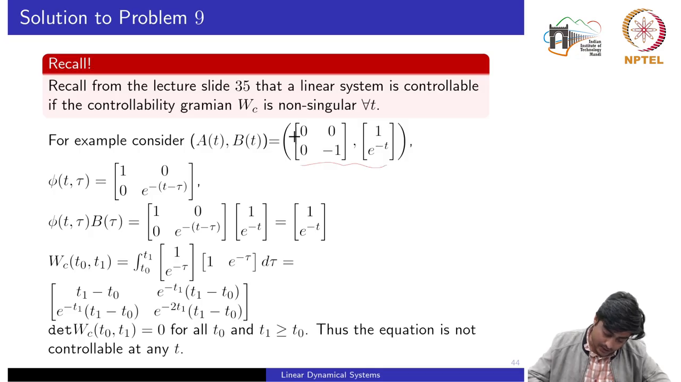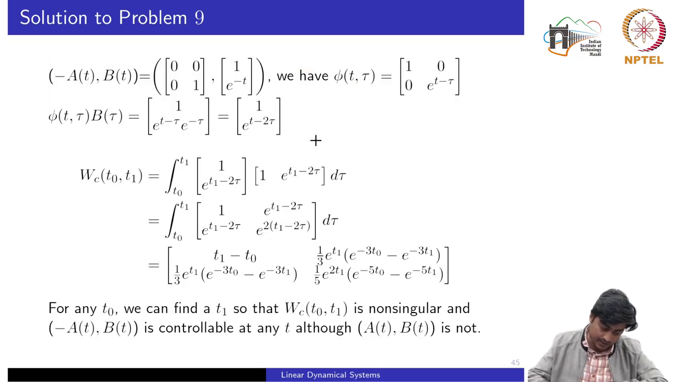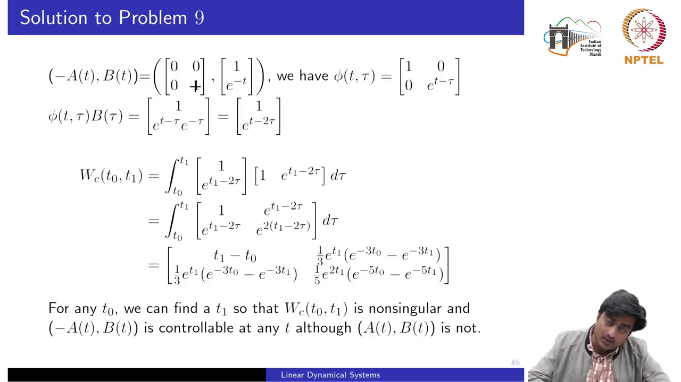So now we will check the controllability of the pair with a negative A sign, which is given by this. So this will become positive, and the rest of the elements would stay as they are, 0. For this new pair, we have the state transition matrix given by this, and the controllability Gramian is given by this. Now you would notice that for any T0, we can find a T1 so that W_C, the controllability Gramian, is non-singular, and this pair is controllable at any t, although the original pair A, B was not. So that equivalence holds for the LTI case, but the same equivalence does not hold in the time varying case. Okay.